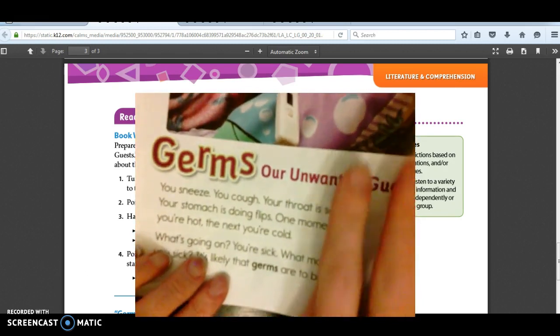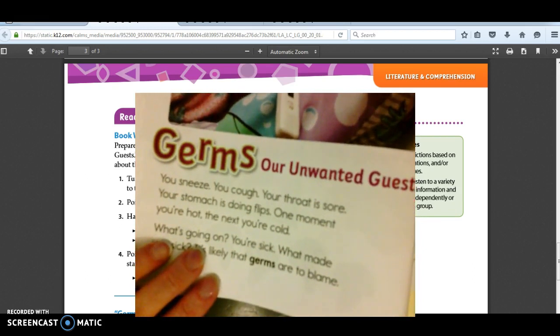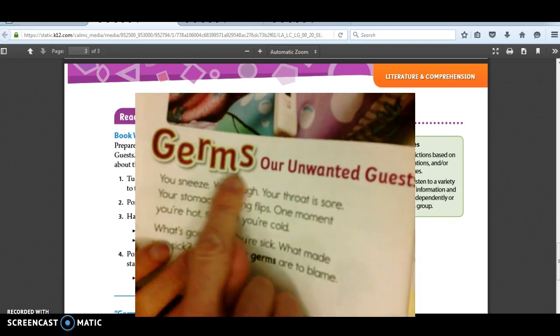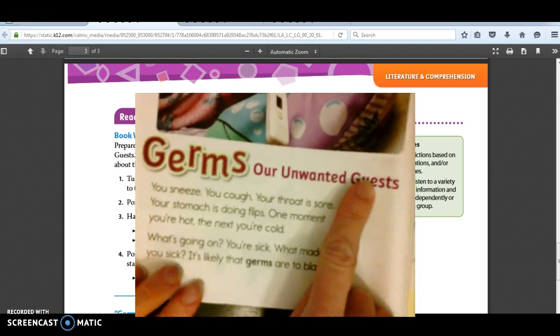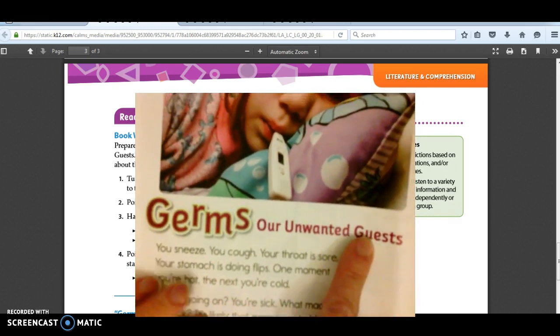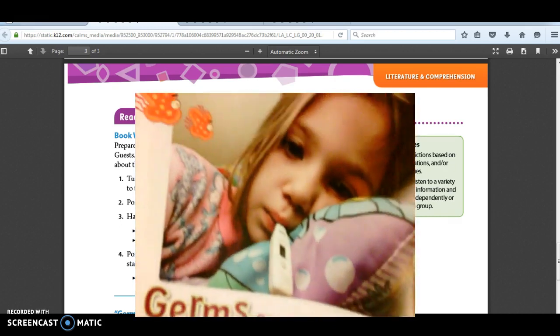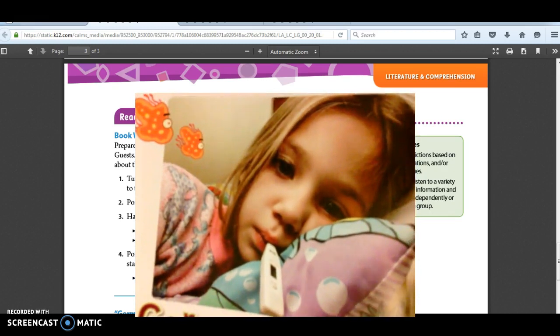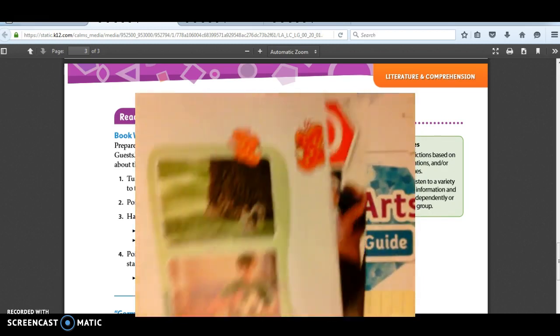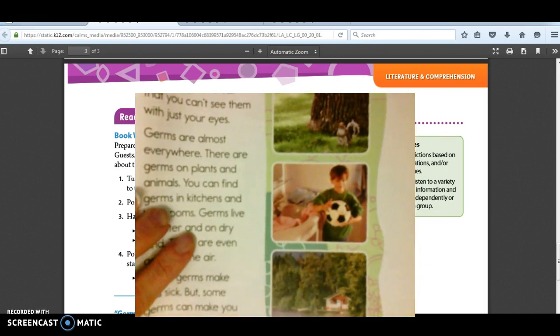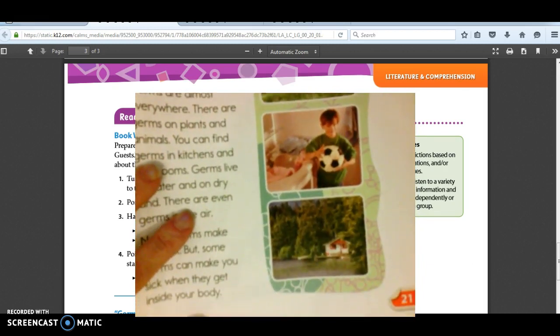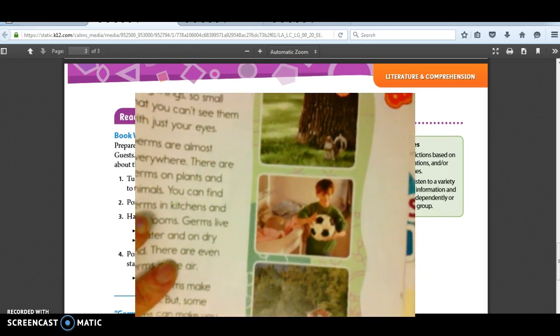You want to look at the title. Read the title of the article to your student. Germs, our unwanted guest. And then you want to have your student look at the pictures. So go through the article, letting your students look at the pictures. Talk about the pictures. Let them maybe tell you something they see about the pictures that they like.